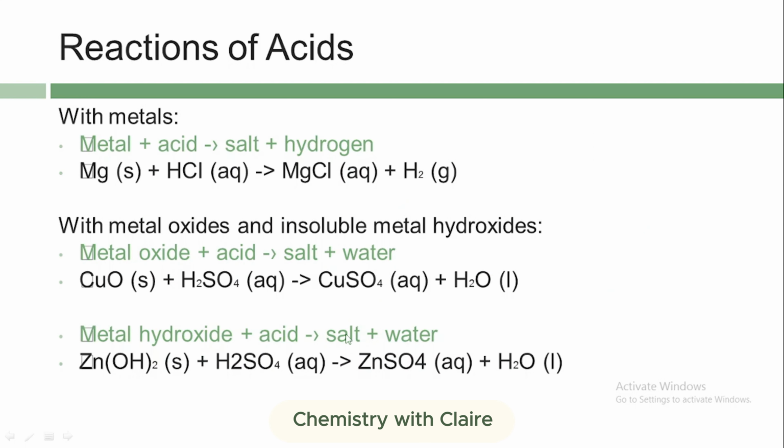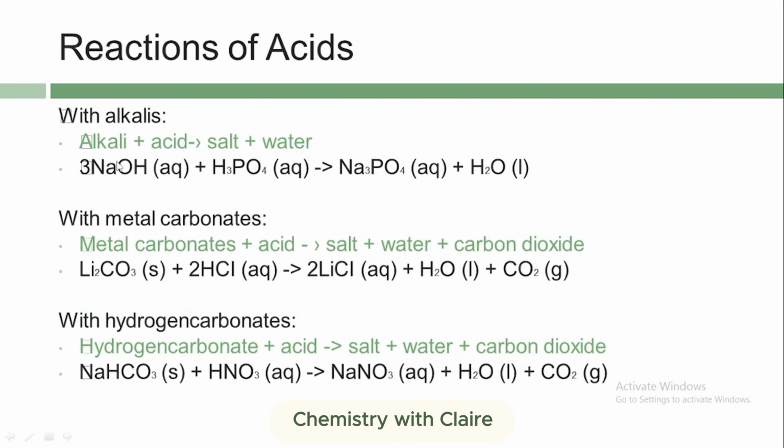All their reactions are outlined, and we know that metals react with acid to form salt and hydrogen. For metal oxides, metal hydroxides, and alkalis, after addition of these to acid, we always get salt and water. For metal carbonates and hydrogen carbonates, we will get salt, water, and carbon dioxide as an additional product.